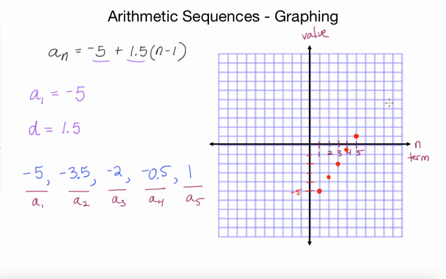All right, hopefully that is a helpful idea about how to take an arithmetic sequence and visualize it on a graph, making the correct dots in the correct places.